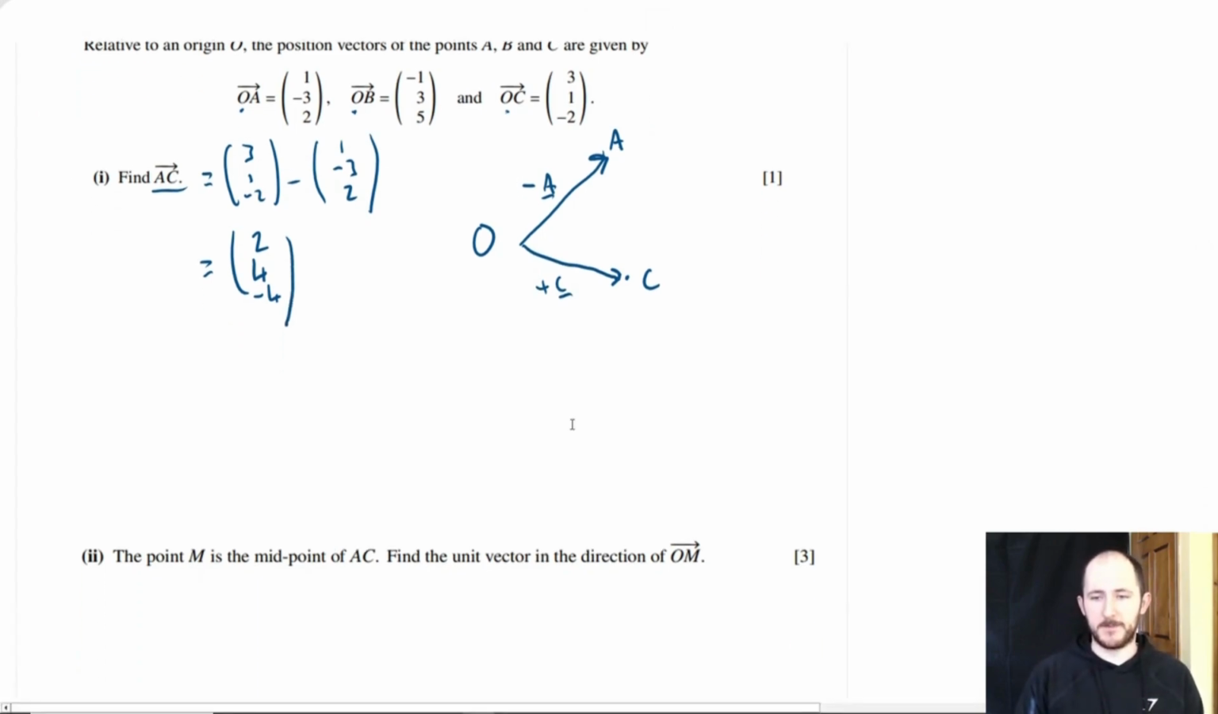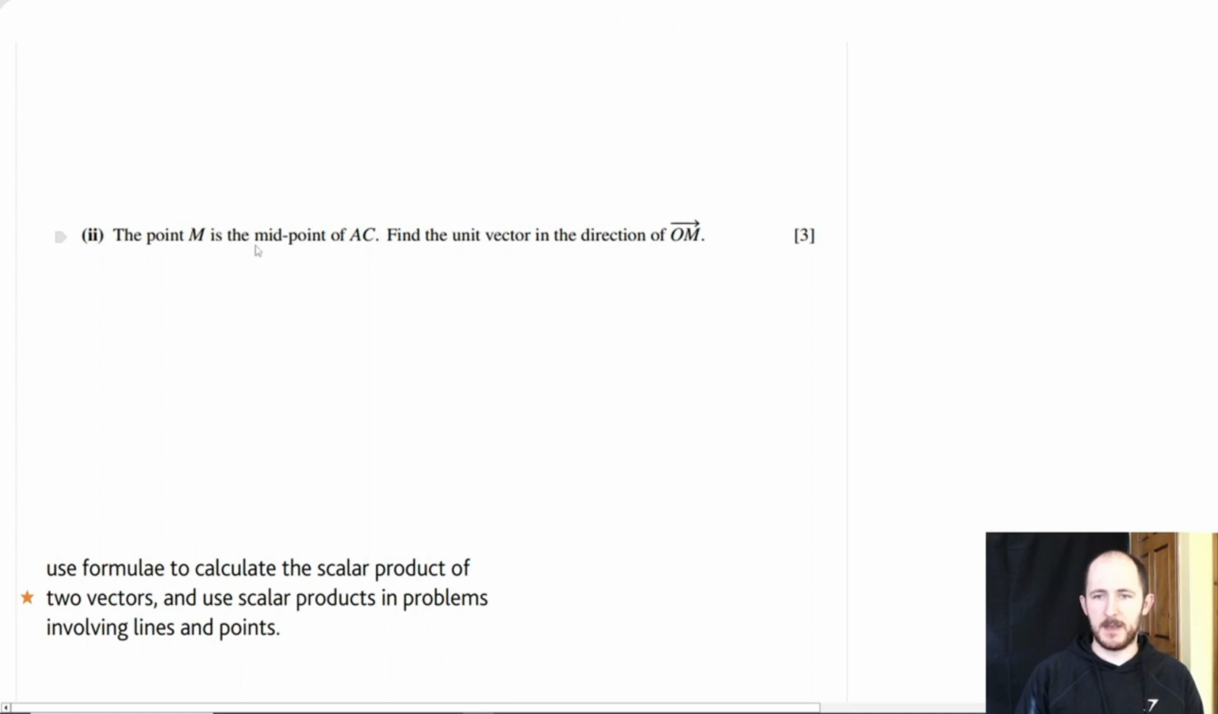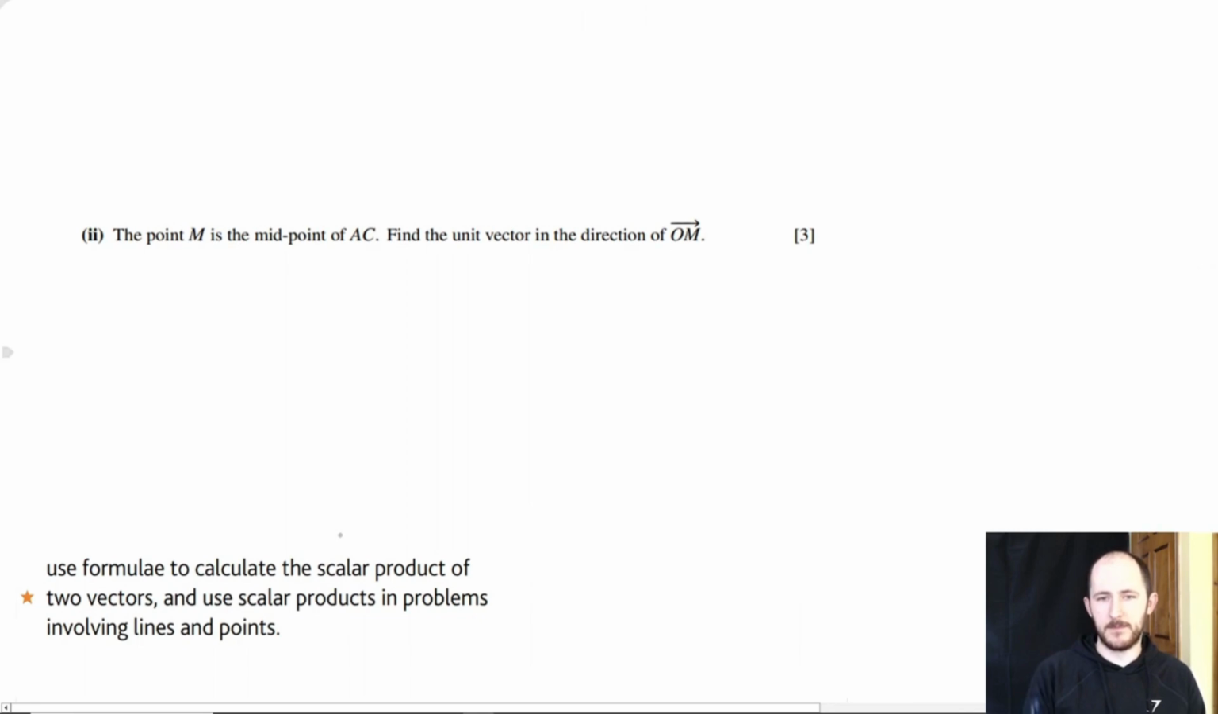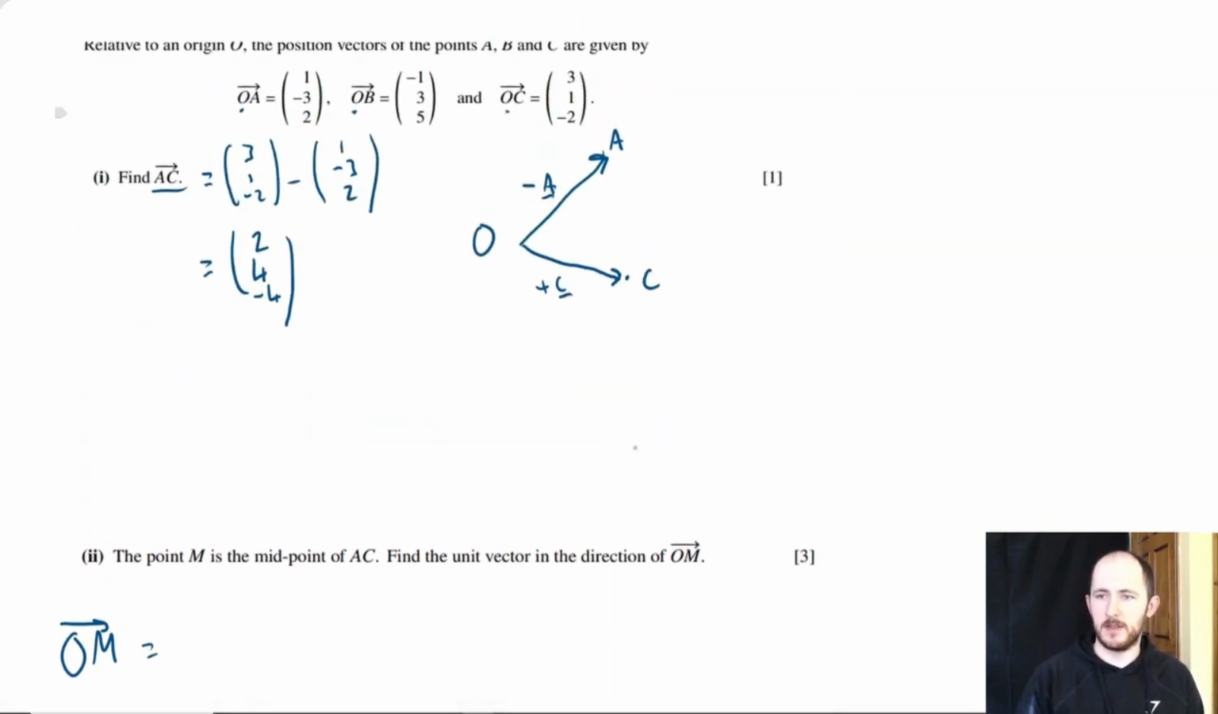Nice and easy, hopefully. Part 2: the point M is the midpoint of AC. Find the unit vector in the direction of OM. So again, this is using the exact first point here. It's the midpoint of AC. So if we work out what OM would be, because it's the midpoint of this, we can say we'll go from O to A and then plus half of AC, right?